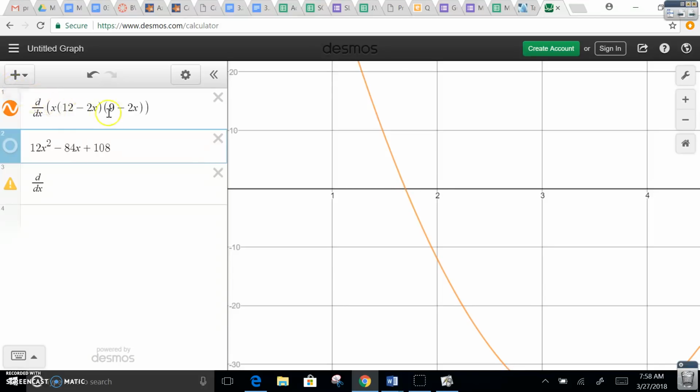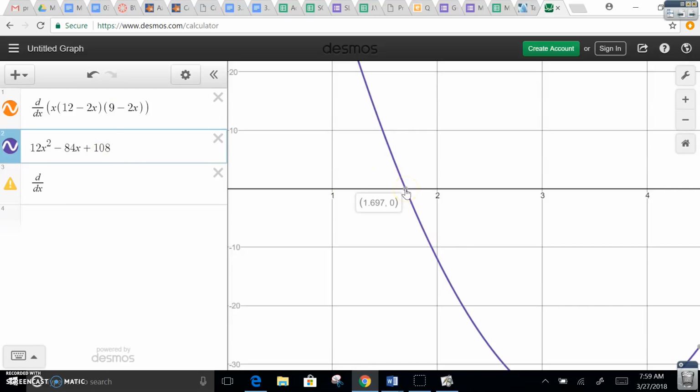If you were to distribute everything and then take the derivative by hand with the power rule, this is what you would get. And I'm going to go ahead and graph that so you can see that it comes out to the same thing. So you see the purple curve graphed right on top of the orange curve. So whether you ask Desmos to compute the derivative for you, or you compute it by hand, you can see here that you get the same graph.